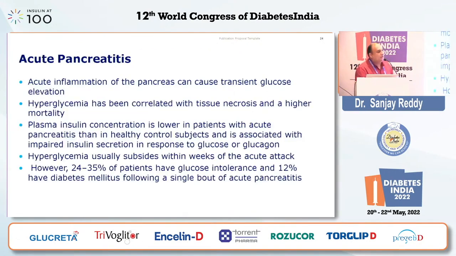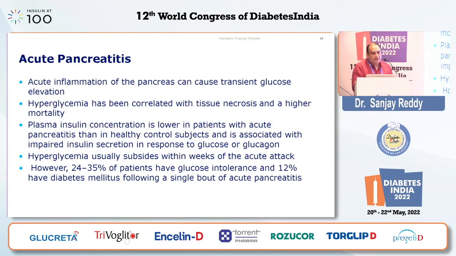Let me go to two things. Acute pancreatitis is very important to pick up. Now, many of the times pancreatitis is missed, especially chronic pancreatitis, mistaken as gastritis, and patients keep getting treated for some abdominal pain. But please look for malnutrition and so on.